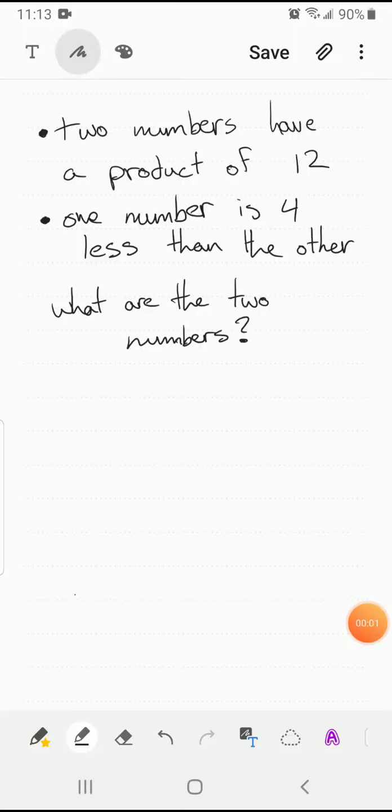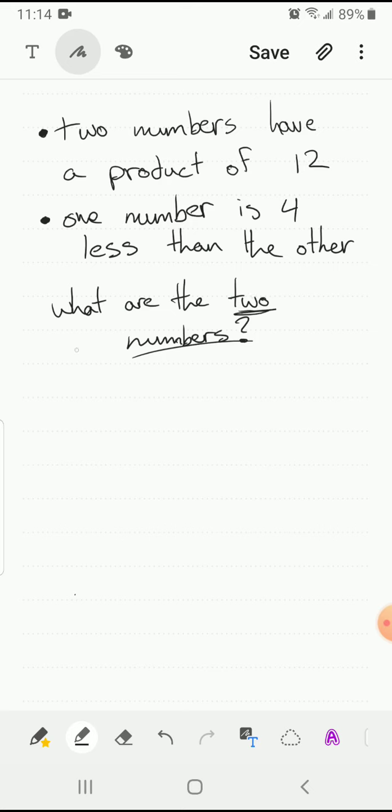Year 9. So we're looking at questions like this now. We're usually going to be given two pieces of information about some numbers, and then we need to figure out what these numbers are. Or sometimes you'll only need to figure out what one thing is. Let's look at this type of question. It says two numbers have a product of 12. One number is 4 less than the other. What are the two numbers?